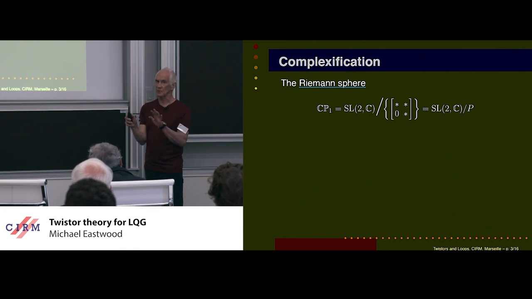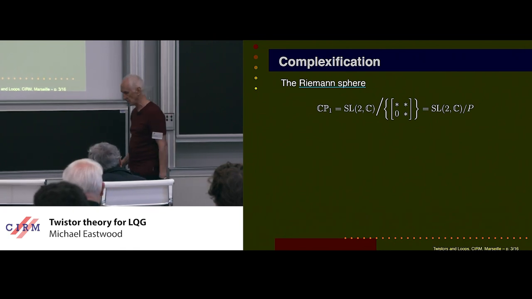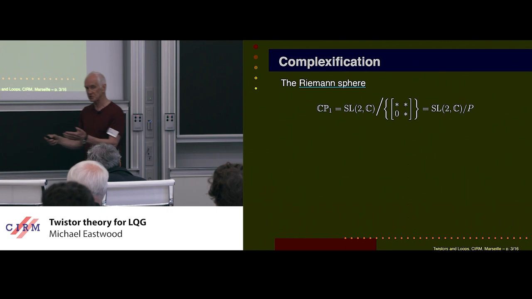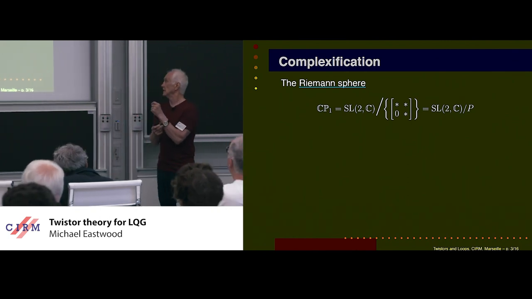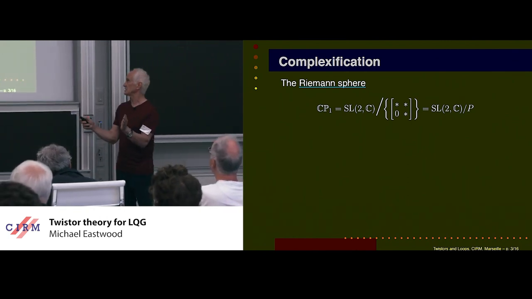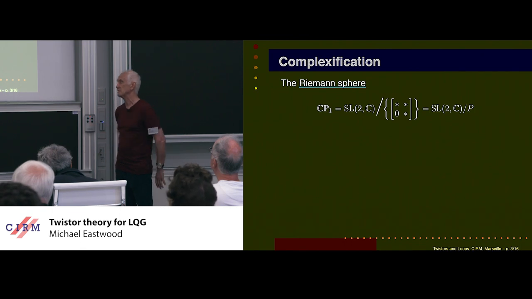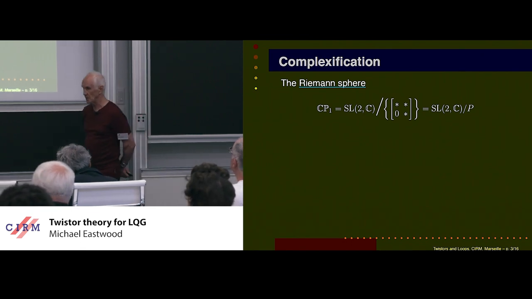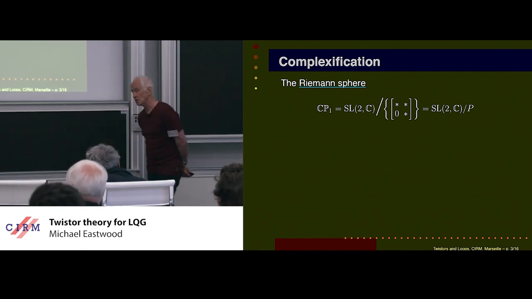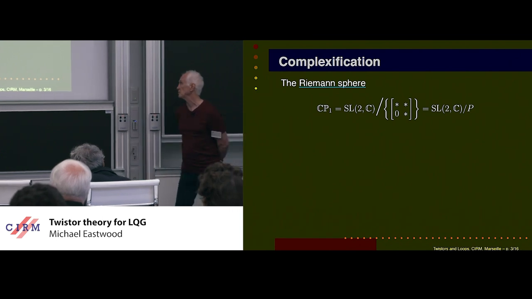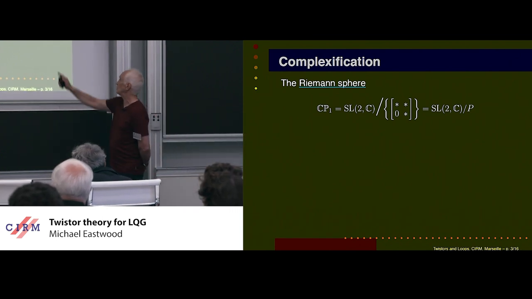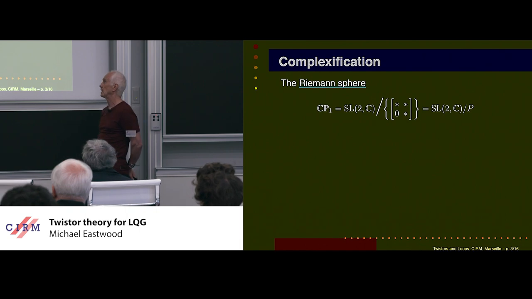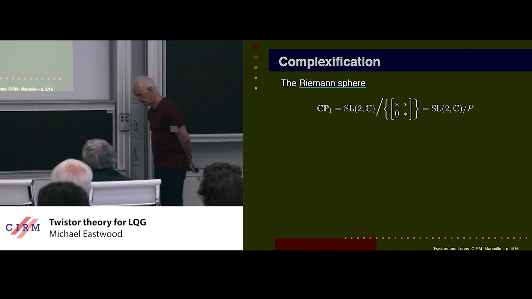Right, so the next thing which is present everywhere in Twistor theory, and also there were hints of it on the previous slide, is that there are complex numbers and complex analysis everywhere, and this comes about by complexification. And you can see this already on the Riemann sphere. So as a complex manifold, there's no doubt that the Riemann sphere should be viewed as a quotient of two complex Lie groups, and one of them is SL2C, as previously observed.